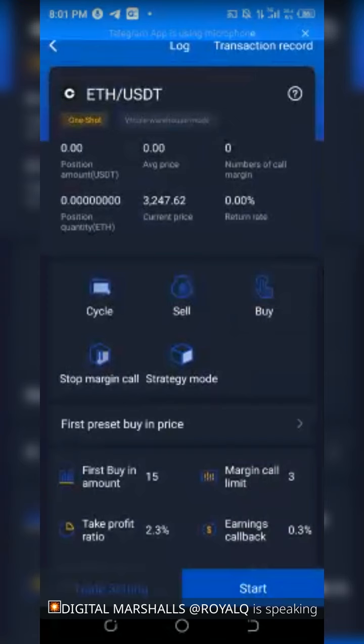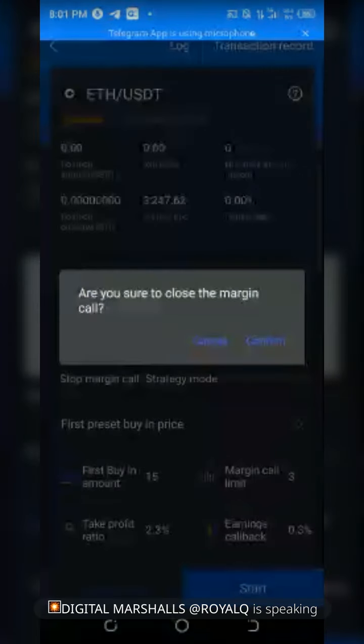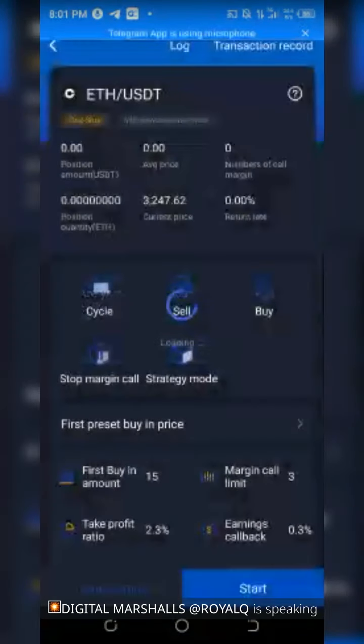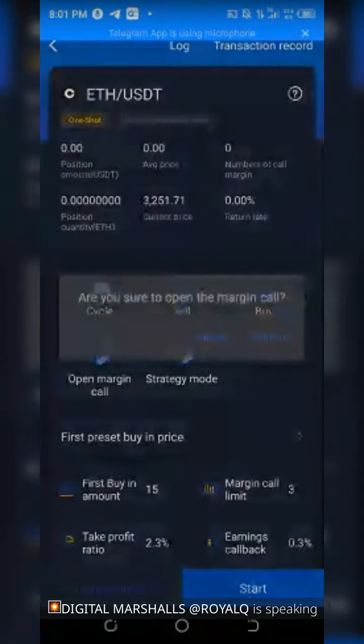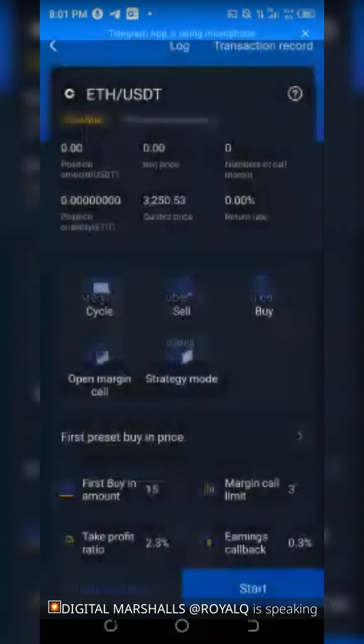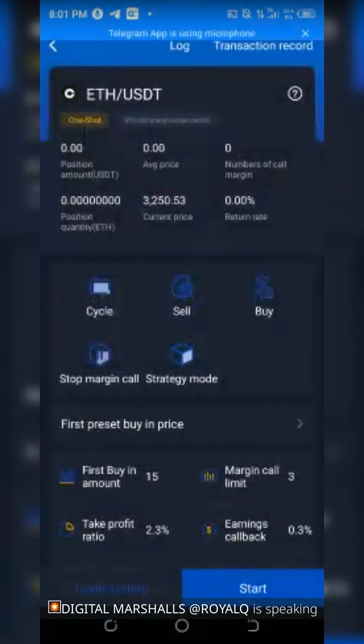You just come here to where they've written stop margin call. You just tap on it and then it will stop. You see that it has written open margin call. So when you see open margin call written on it, meaning it has stopped. When you see stop margin call written under it, meaning it has opened, meaning you said it should buy the margin calls for you in case it drops by 5.8%.